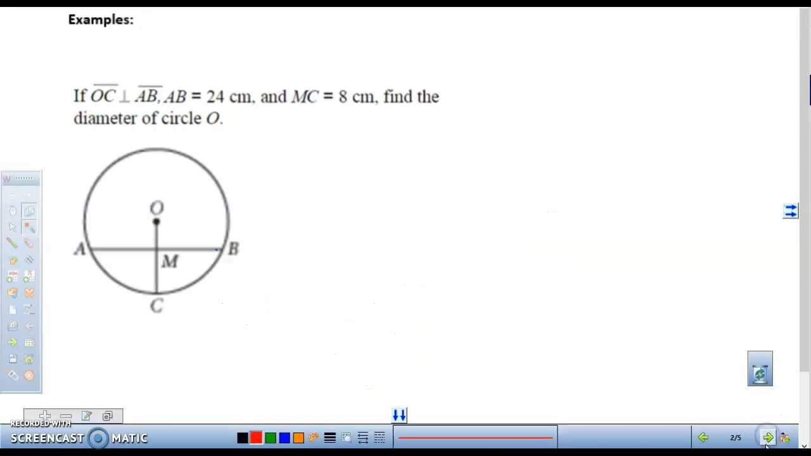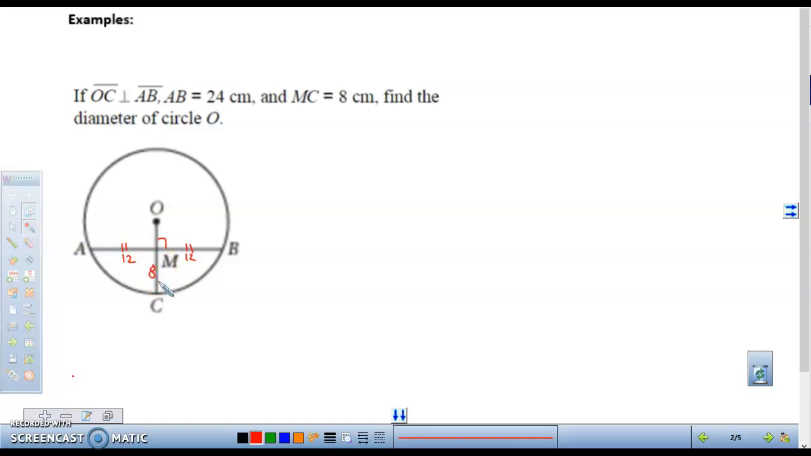Let's take a look. So, in this example, it says that segment OC, which is the radius, is perpendicular to segment AB. So I'm going to mark perpendicular there. Also, it says that AB, the distance from A to B, is 24 centimeters. Now, what I just told you a second ago is that when you have a chord that is perpendicular to a radius, it must be bisected by that radius. So if that entire chord is 24, it means that AM is 12 centimeters and MB is 12 centimeters. Also, we know in this problem that MC is 8.